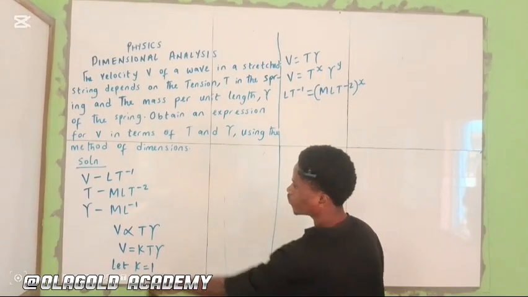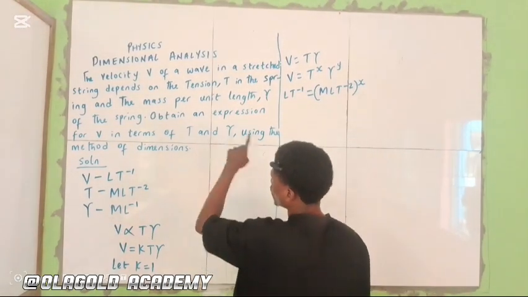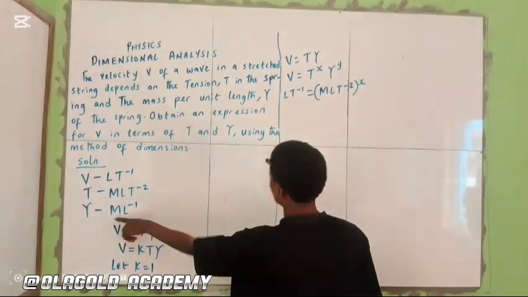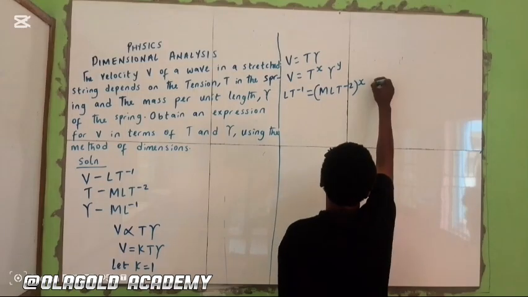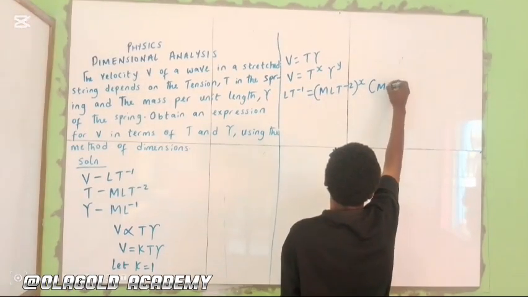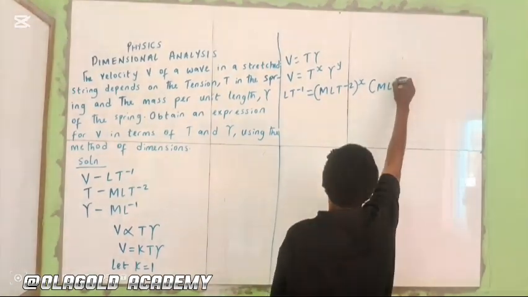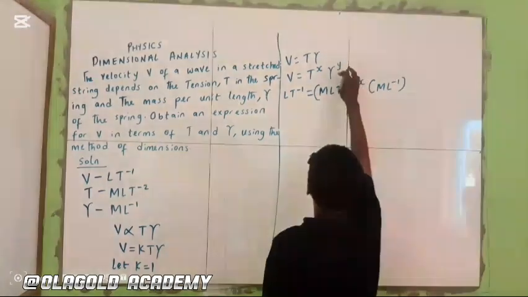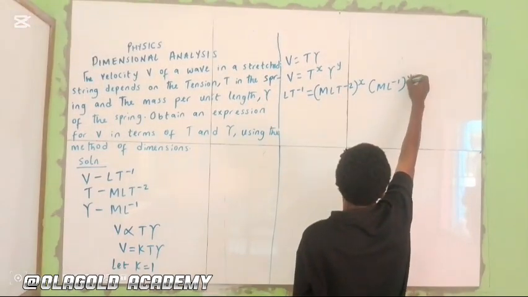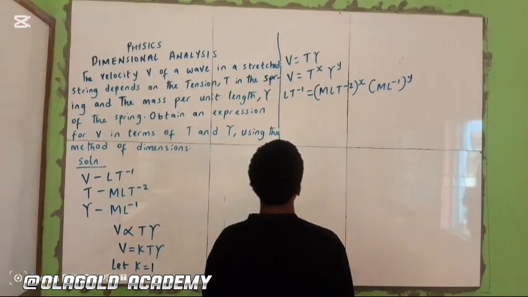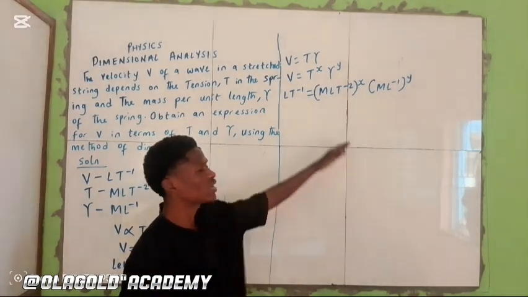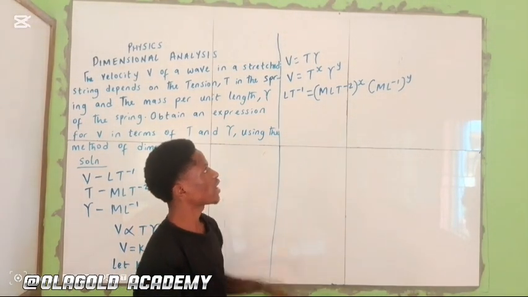The dimension of mass per unit length, which is gamma, is ML minus 1. So we have ML minus 1, everything raised to the power of y. So we have y here. Okay, the next thing is to open the bracket.